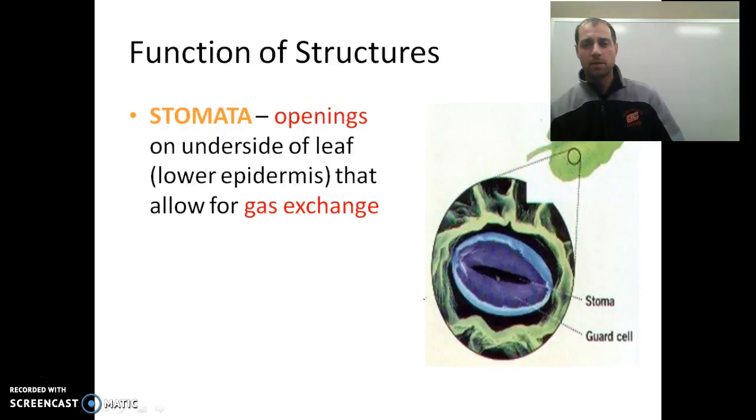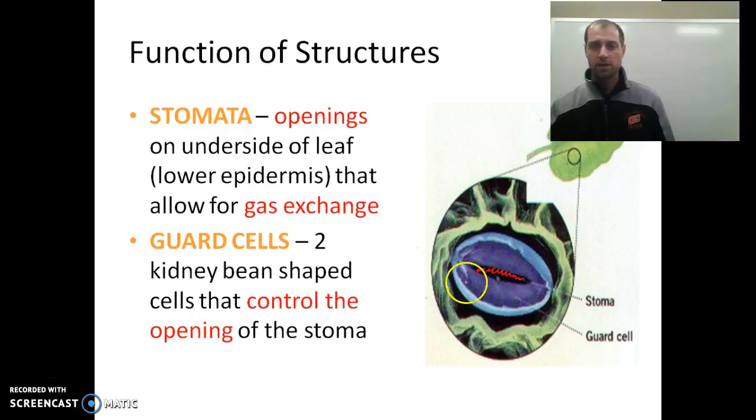The stomata are going to be openings on the underside of the leaf in the lower epidermis that allow for gas exchange. And we see the opening here. The stoma is this opening, and it's surrounded by two guard cells. These two guard cells are going to be kidney shaped. So here's one guard cell, here's the other, and they're going to control that opening of the stomata. When they want to release gases, they will open up. When they want to keep the gases inside, they're going to close down.